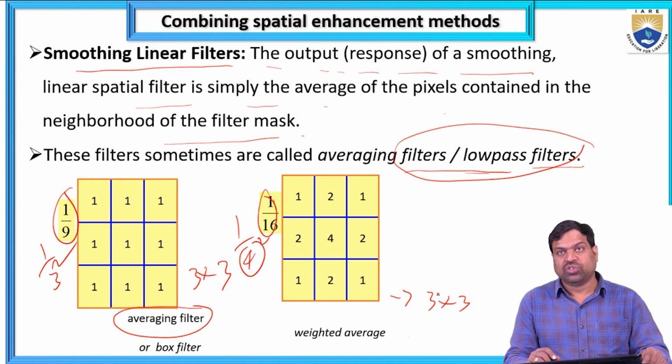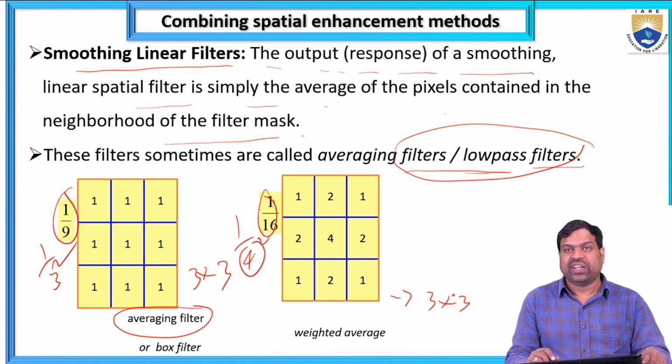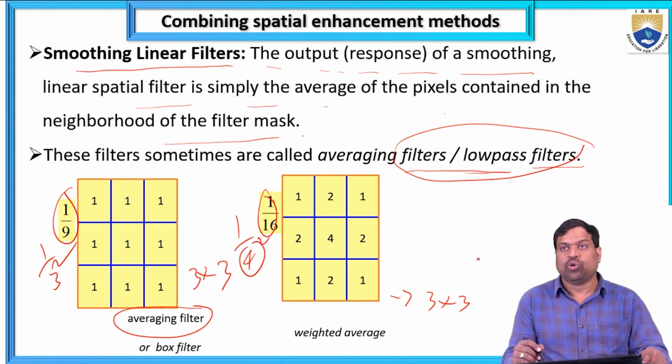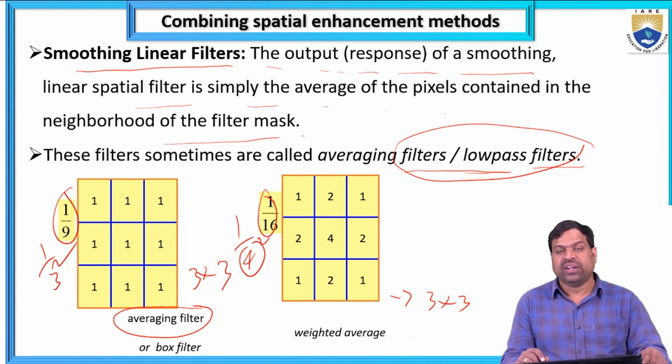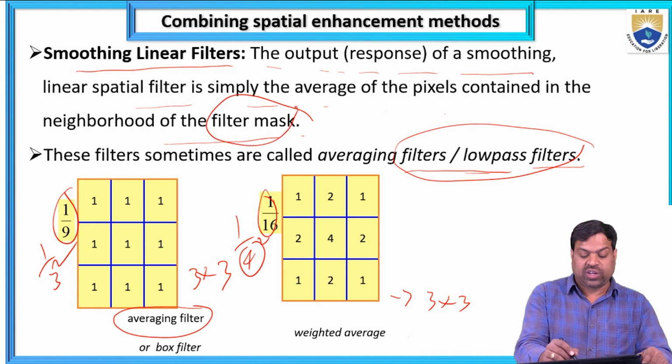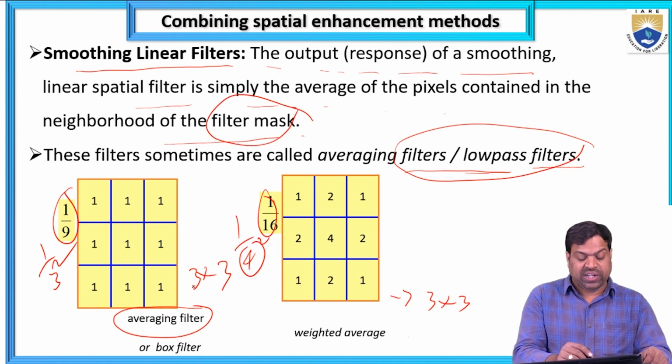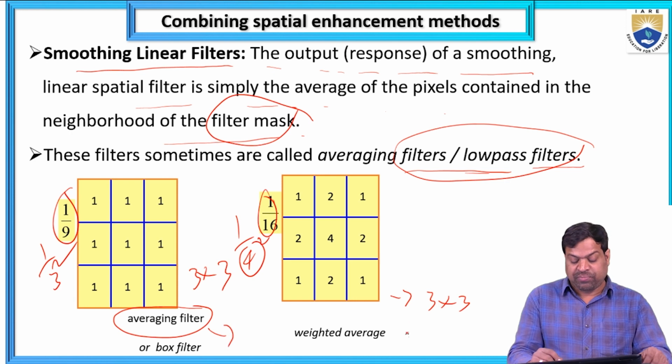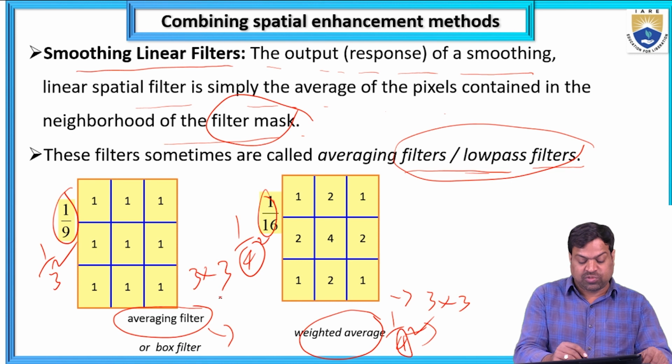But what is the smoothing filter? It is a linear filter. The output response of a smoothing linear spatial filter is simply the average of the pixels contained in the neighborhood of the filter mask. Okay, so the mask is 3 by 3 and I am taking the size also 3 by 3. It is an average filter, weighted average. The weighted average I am taking is 1 by 4 squared, meaning the size is 4. Here 1 by 3 squared means the size is 3.